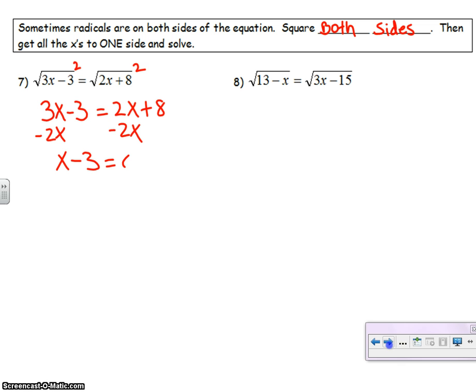And then we will just solve what remains in our equation. We'll have x is equal to 11.